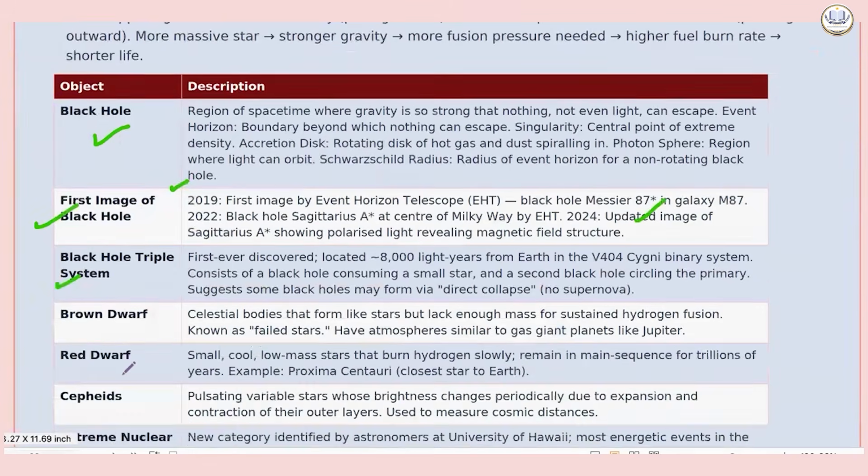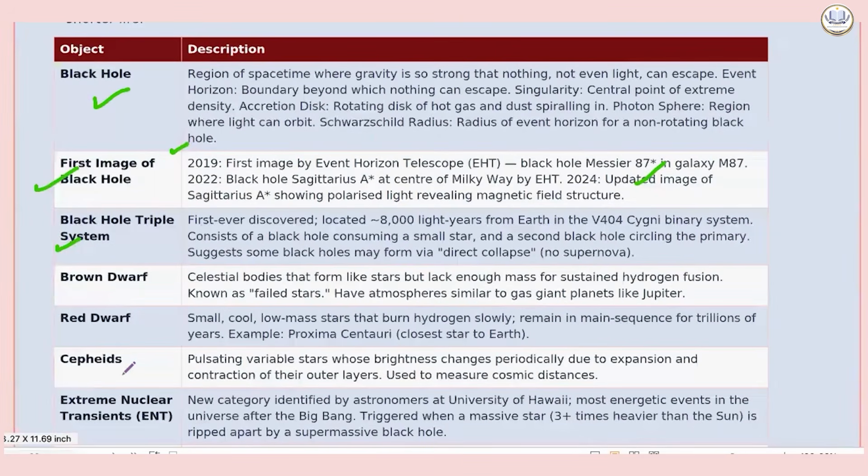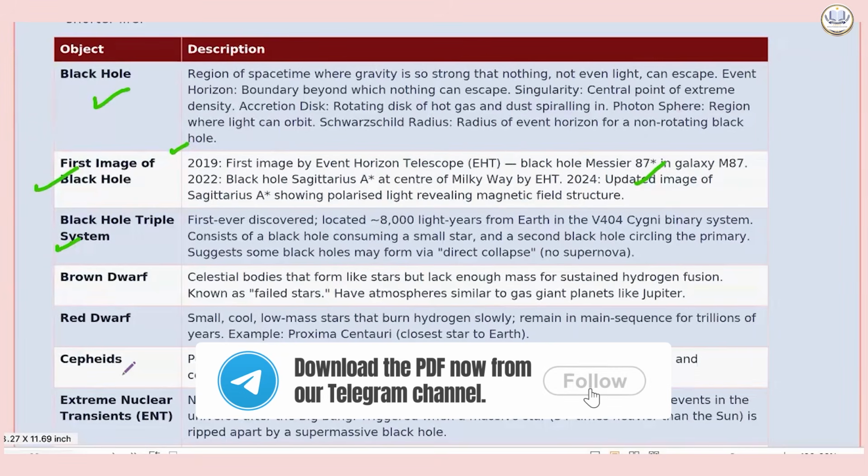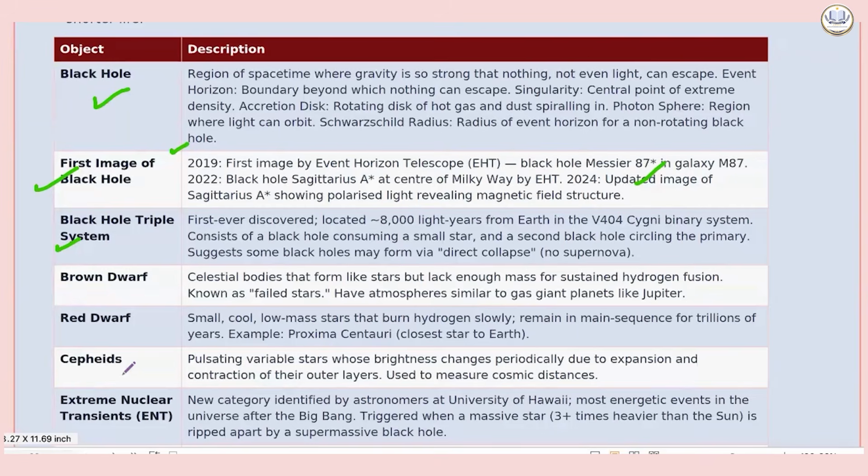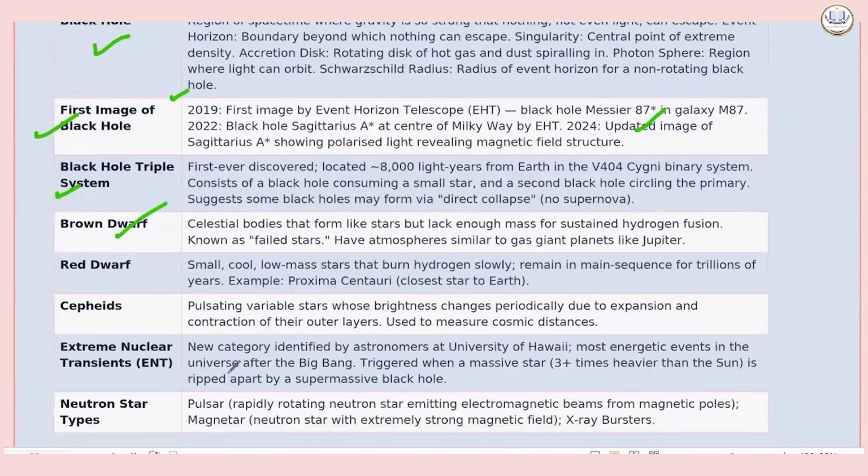And the black hole triple system. The first ever discovered, it is located 8,000 light years from Earth in the V404 Cygni binary system. It consists of a black hole consuming a small star and a second black hole circling the primary. It suggests some black holes may form via direct collapse, not the supernova. Then we have the brown dwarf. It is a celestial body that forms like stars but lacks enough mass for sustained hydrogen fusion, known as failed stars as well. It has an atmosphere similar to gas giant planets like Jupiter.